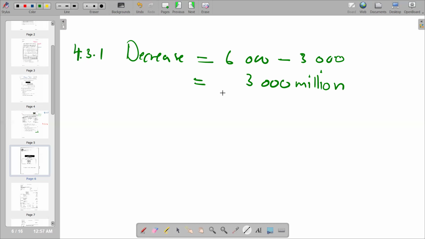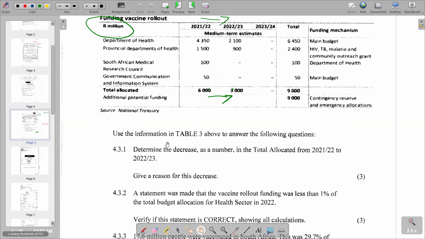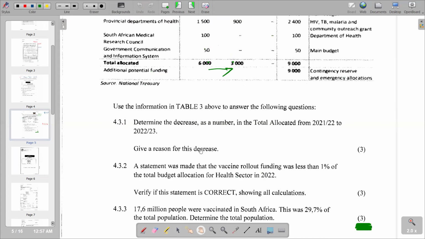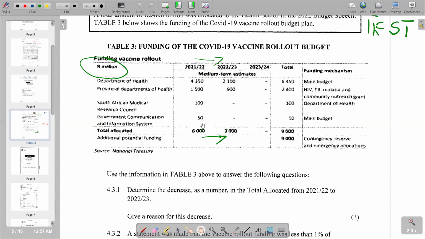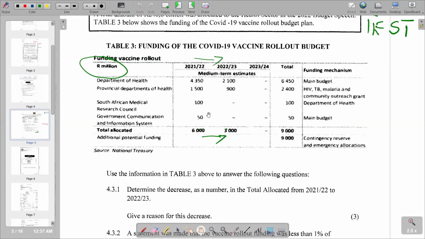Having that now, we can move on to the next part of our question, which reads, give a reason for this decrease. If you go to the table, you would see that according to the information given, it means most of the population received the vaccine. We are seeing that the vaccine is being spread to other sectors. We've got the South African Medical Research Council. We also have the Government Communication and Information System. Basically, that's the reason that we are just going to give.